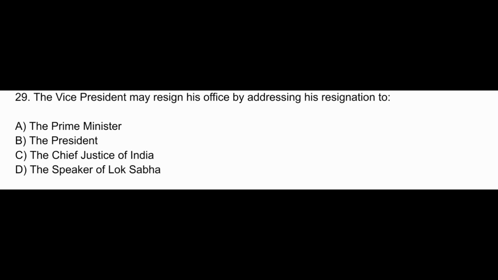Next question, the Vice President may resign his office by addressing his resignation to option A, the Prime Minister, option B, the President, option C, the Chief Justice of India, option D, the Speaker of Lok Sabha.